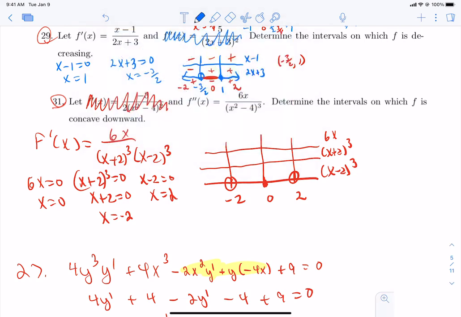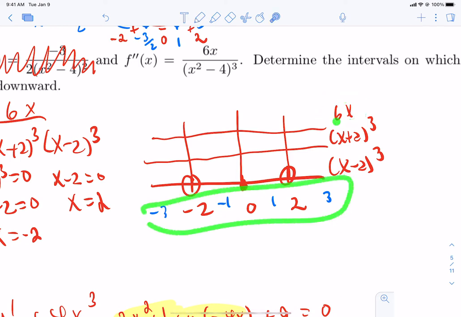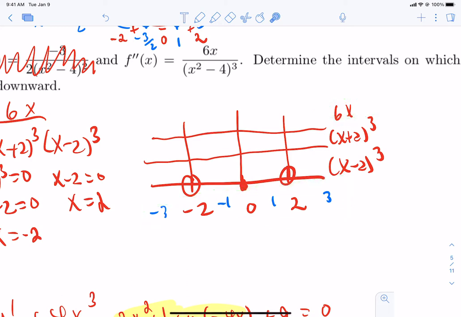Now let's think of some good values to plug in. So let's just go negative 3, negative 1, 1, and 3. Can they be anything? Of course they can. I'm just picking things I think are nice to plug in. Okay. Now let's plug in our values. I'm going to focus just on plugging them into 6x, going down the list.